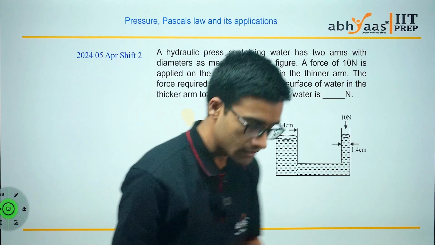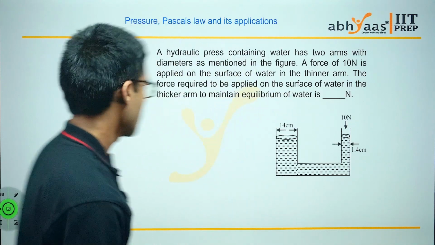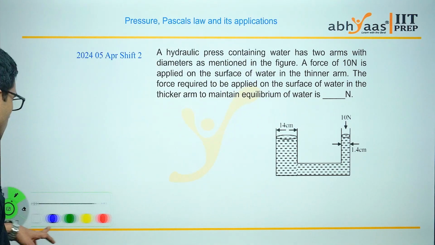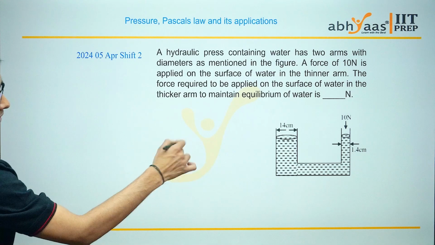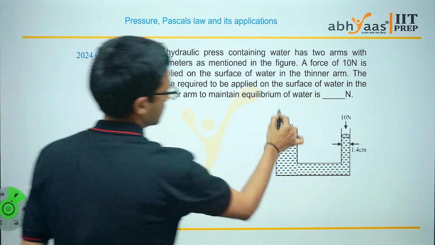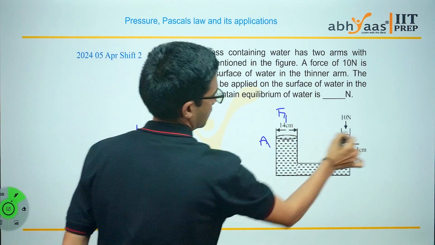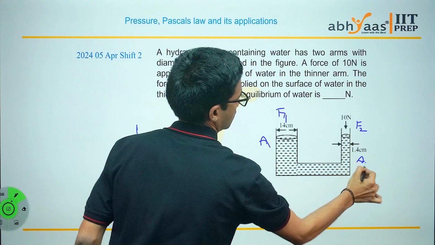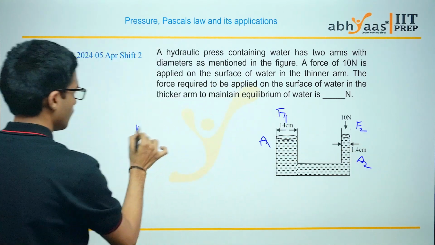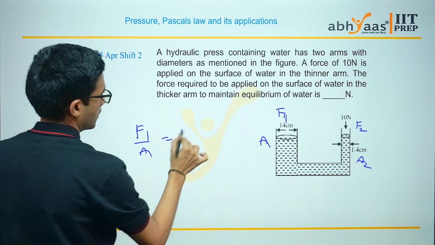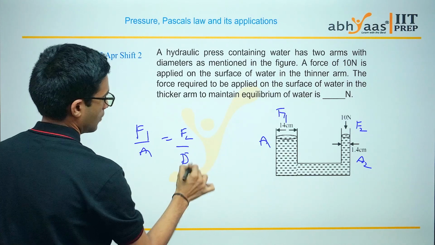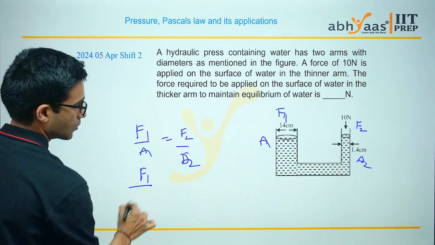So this question is based on Pascal's law. If you see here, in both the limbs, pressure is constant. That means if you consider this one F1, A1, F2, A2, we need to calculate F1. F1 by A1 is equal to F2 by A2. So then F1 by, so area.